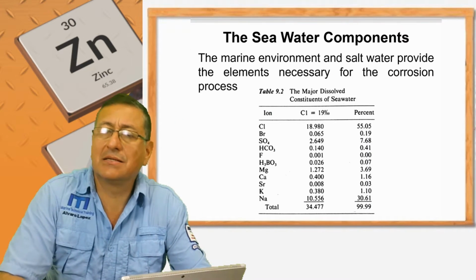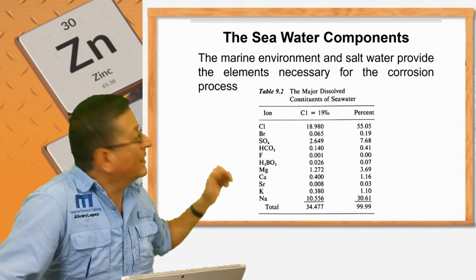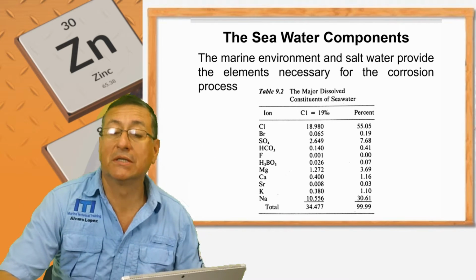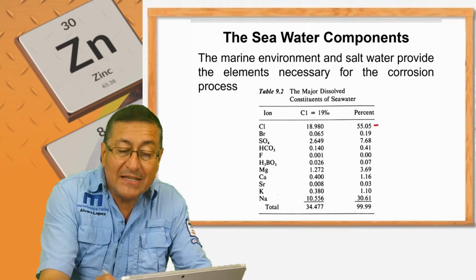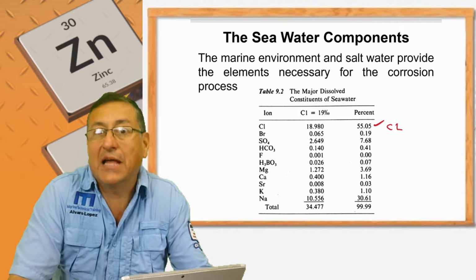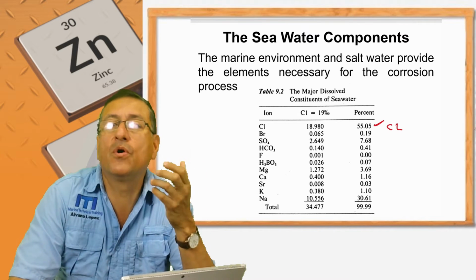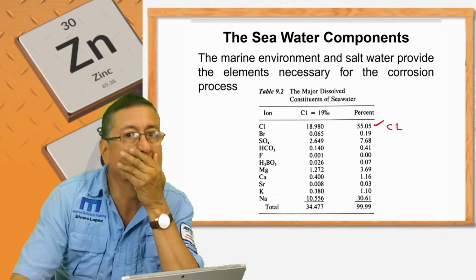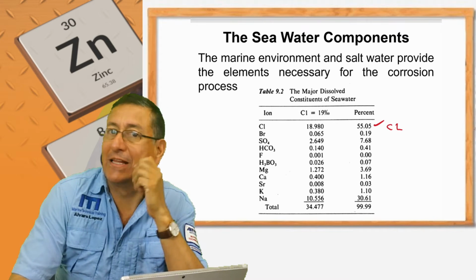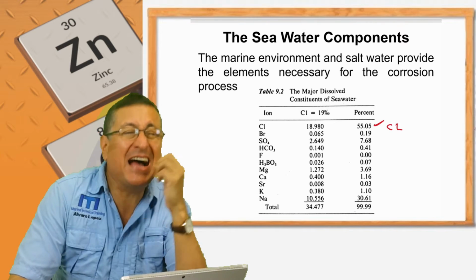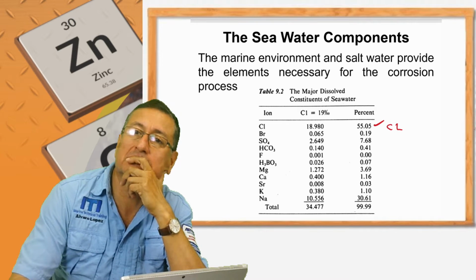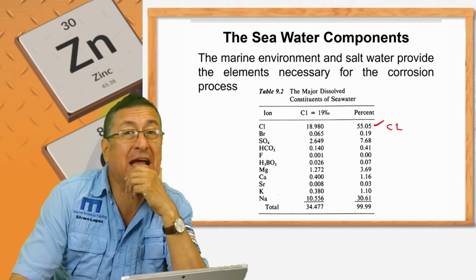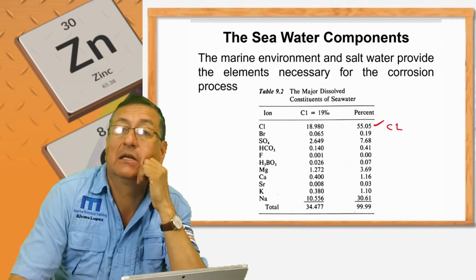Look at this slide related to the composition of the seawater. In the seawater, 55% is chlorine. 55% is chloride. Half of the seawater is chlorine. For that reason, the seawater is highly corrosive. A lot of chlorine attack. You know what happens with chlorine.